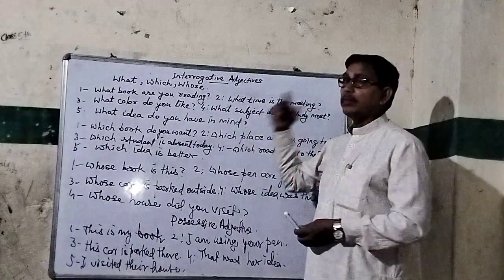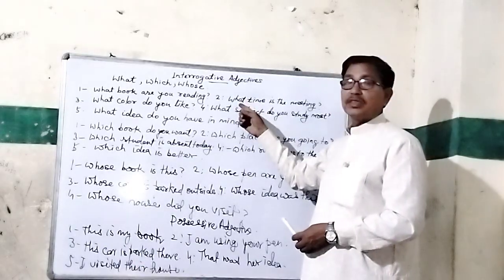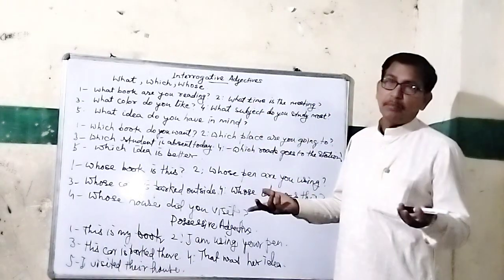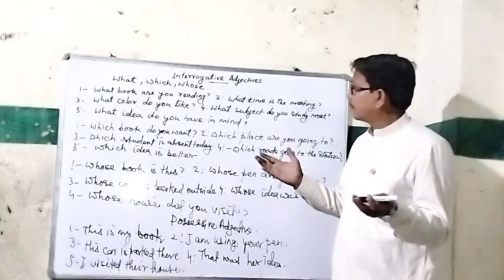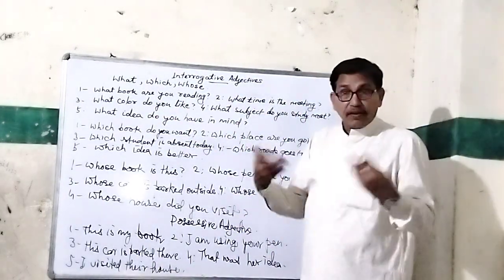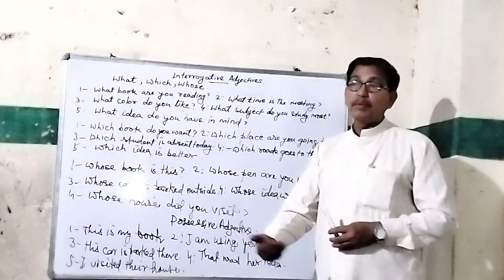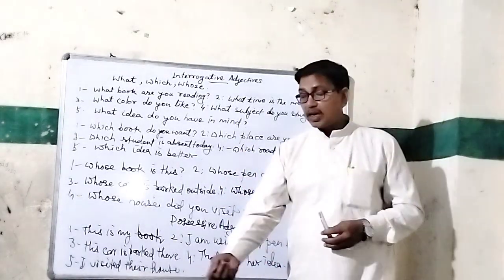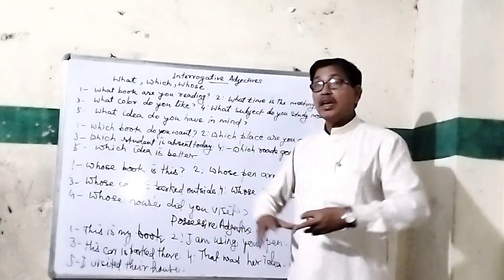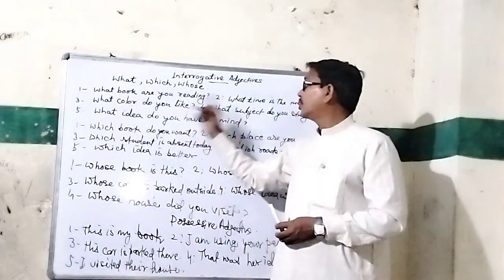What time is the meeting? This is also an inquiry, and what is being used as an adjective because it is modifying time. Unlimited choice. What color do you like? There are different kinds of colors. But suppose there are two colors, black and white, so I can say which color do you like, because limited selection is there. If there are so many options, then we should use what color do you like.